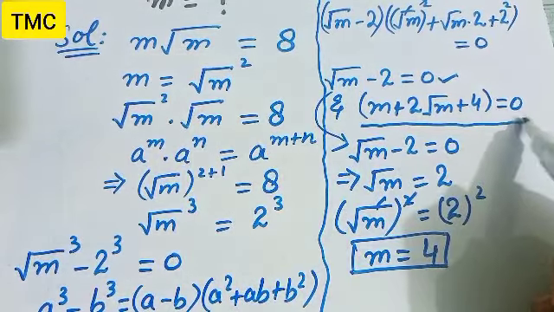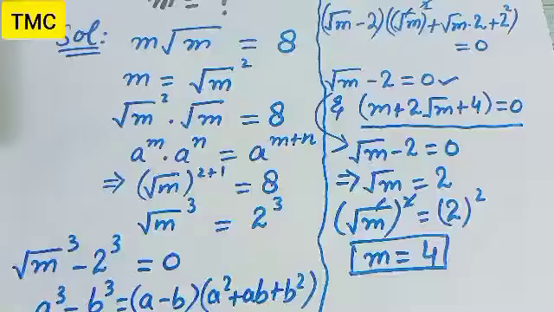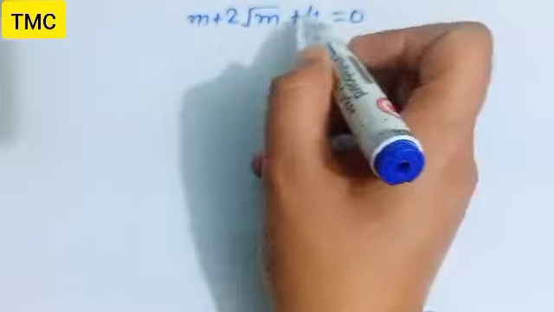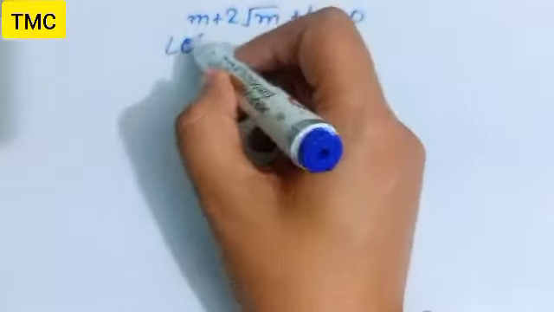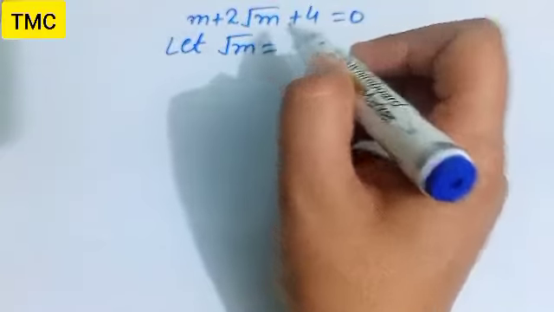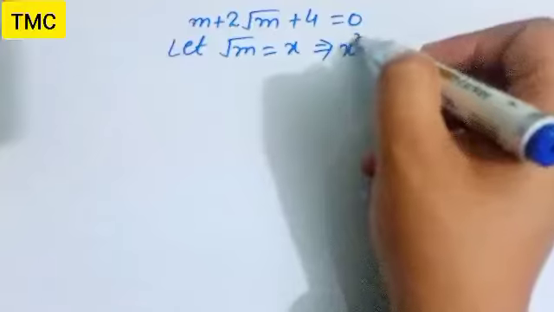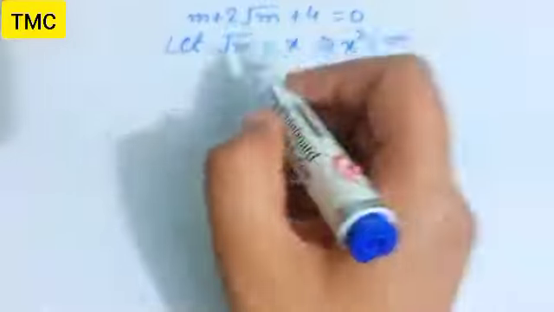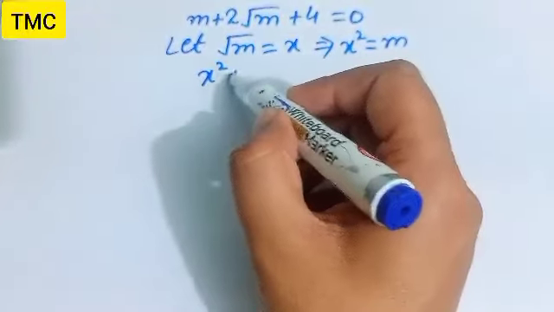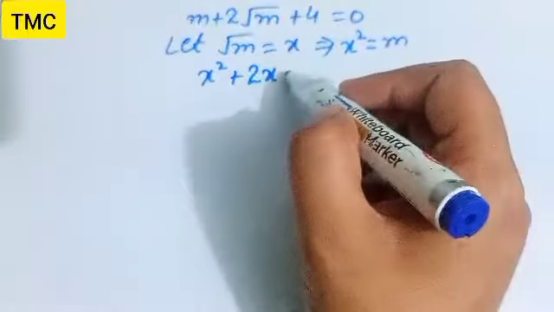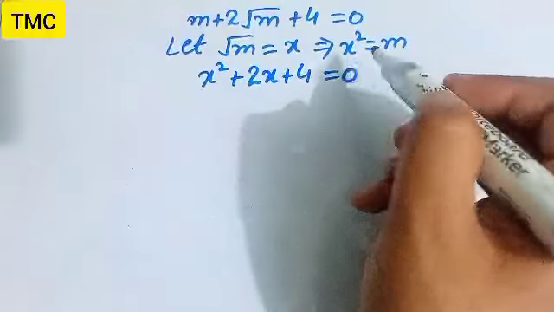Similarly, simplifying the second factor, that is m plus 2 square root m plus 4 equals 0. Let's solve it by the substitution method. Let's substitute x equals square root m. So x square will be equal to m. Replacing m by x square plus 2 into square root m by x plus 4 equals 0.